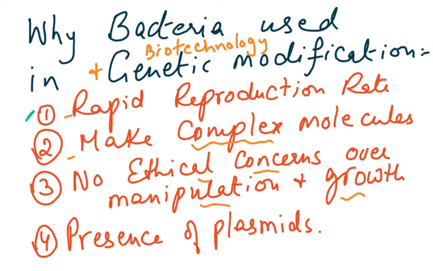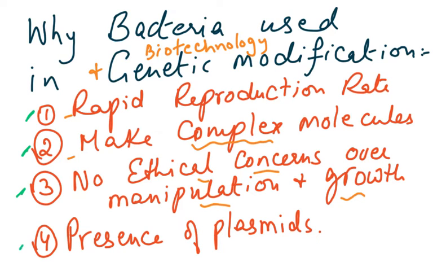Rapid reproduction rate. Number two, makes complex molecules. Number three, no ethical concerns. Bacteria is not haram or halal, or banned in certain religions or allowed in certain religions, or certain people saying, okay, well, we can't have bacteria, because yogurt has bacteria in it.